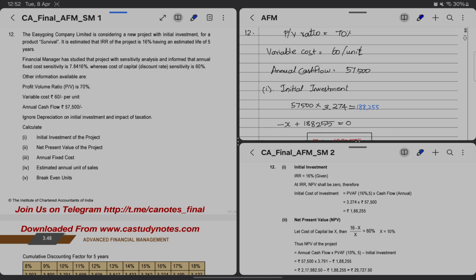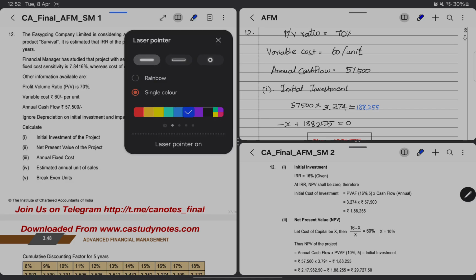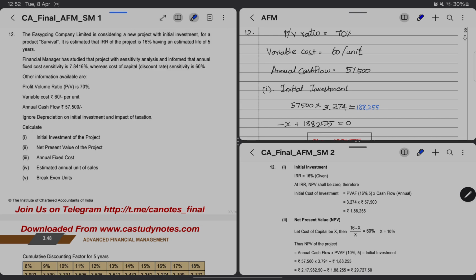The finance manager has studied the project with sensitivity analysis and informed that annual fixed cost sensitivity is 7.8416%, whereas cost of capital sensitivity is 60%. So in this question they have given IRR, then sensitivity of fixed cost, and then cost of capital sensitivity, and some other information like PV ratio, variable cost, then annual cash flow.